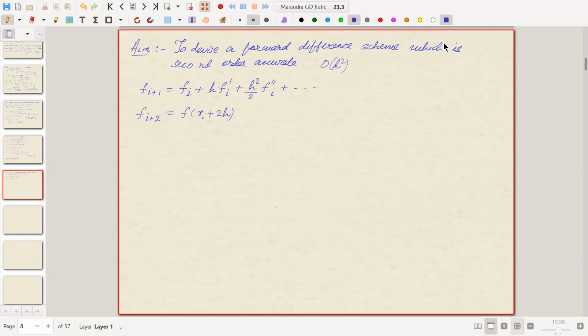So instead of writing all the steps, I just wrote x i plus 2h. So now instead of just h, you will have 2h everywhere in the above formula. That means this is f i as usual, plus instead of h you will have 2h, then f prime of i, plus 2h whole squared by 2 f i double prime, plus so on. Any issues?